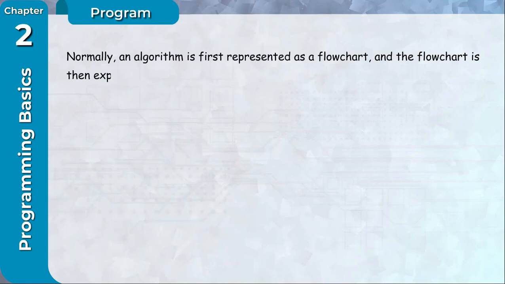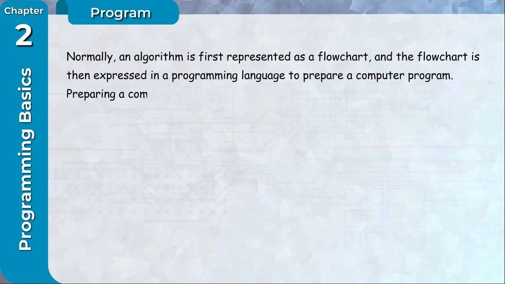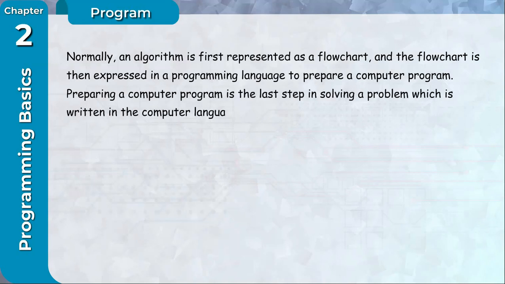Program. Normally, an algorithm is first represented as a flowchart, and the flowchart is then expressed in a programming language to prepare a computer program. Preparing a computer program is the last step in solving a problem, which is written in the computer language to get the desired result. Let us study about it.